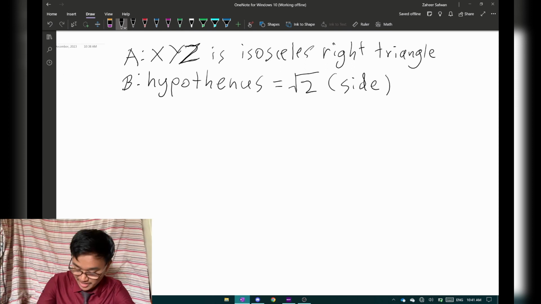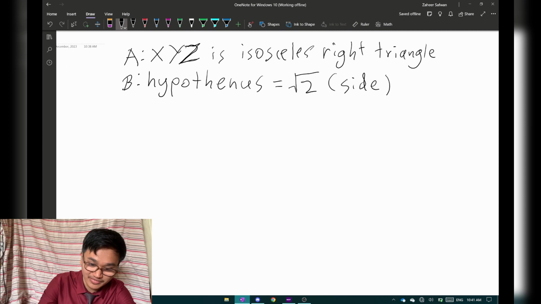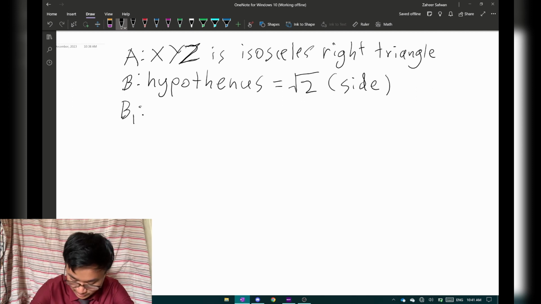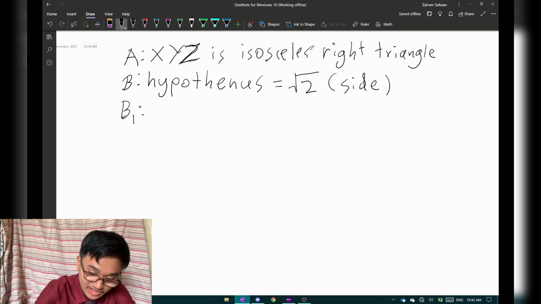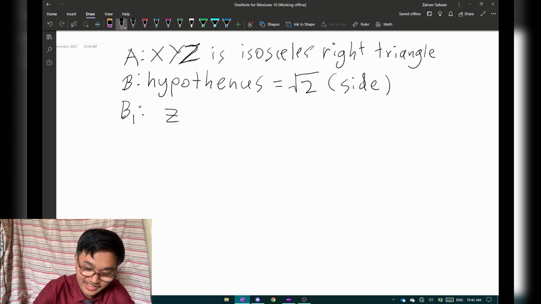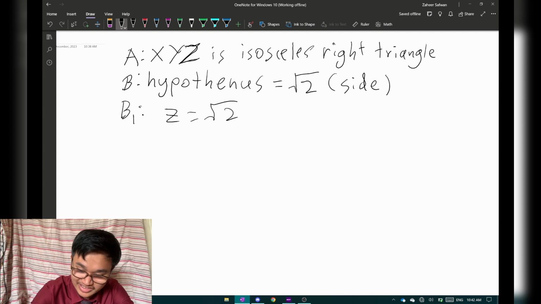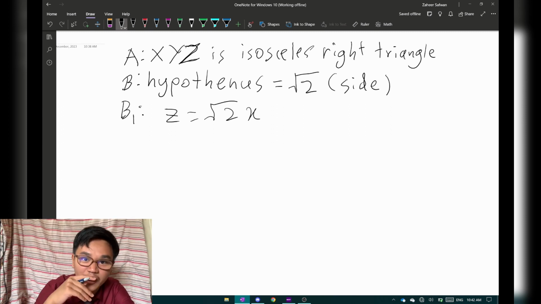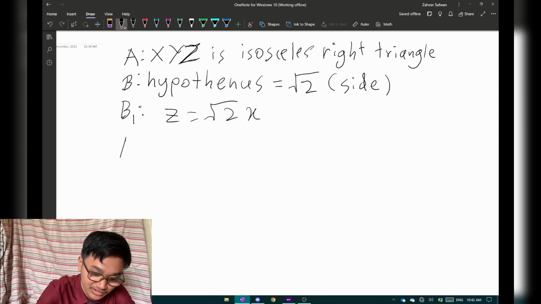So first we write back the question in A and B, hypothesis and conclusion. First we use the backward process from the conclusion, and then we use Z to represent the hypotenuse, and it is equal to square root 2. The side we use X to represent it.